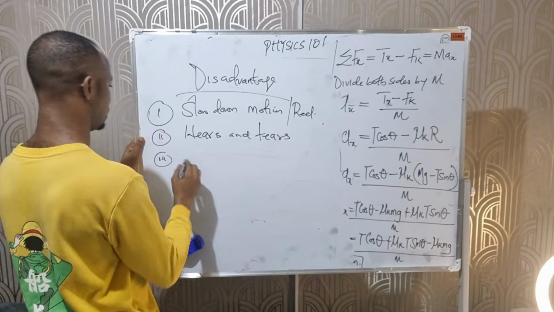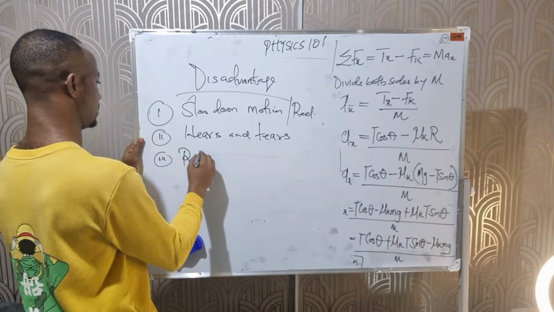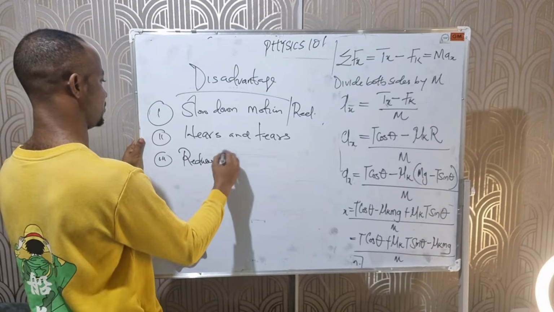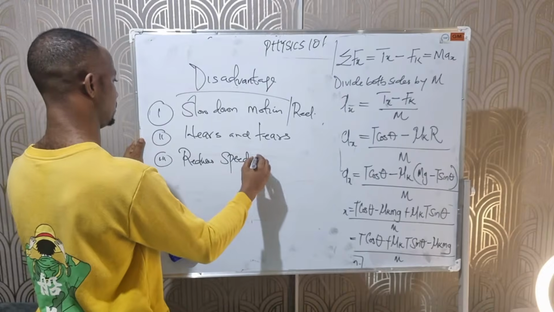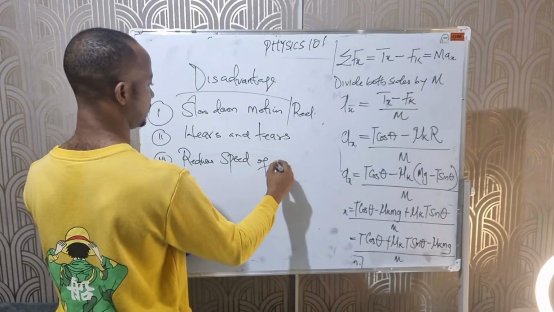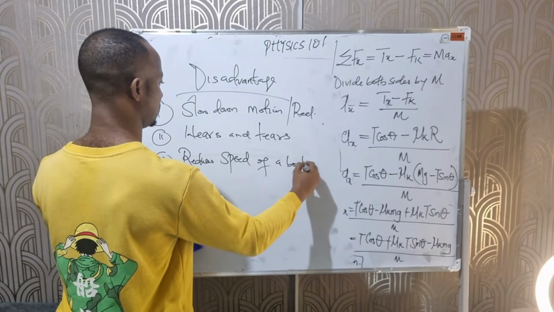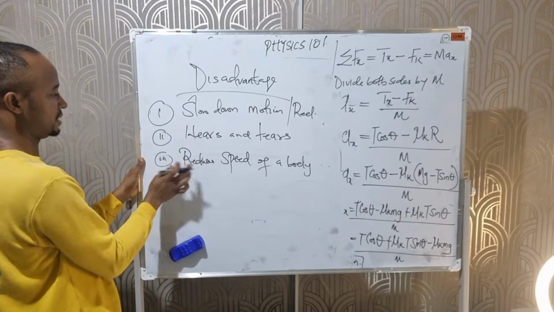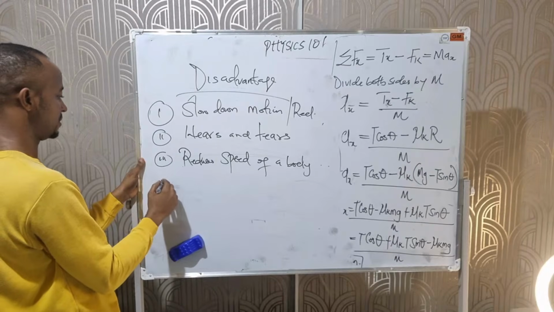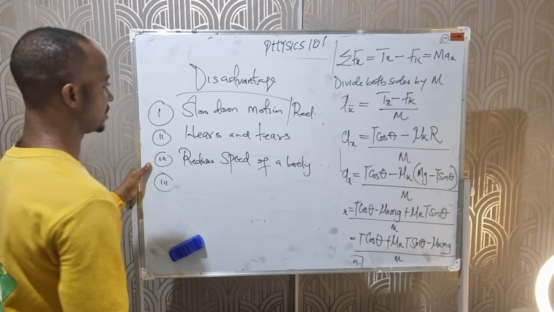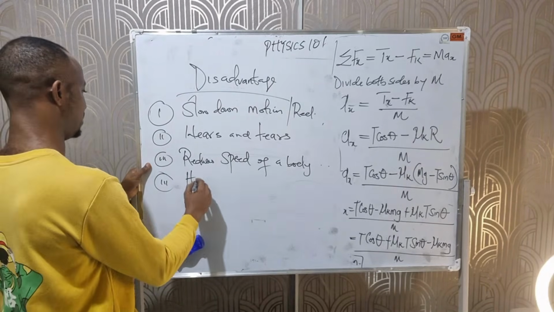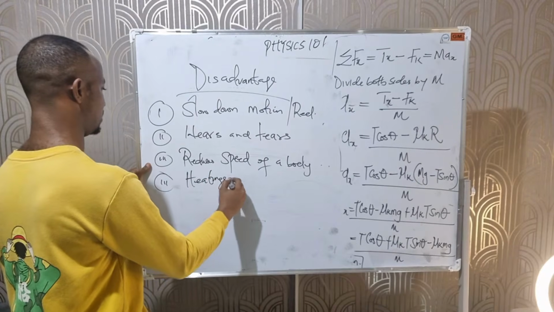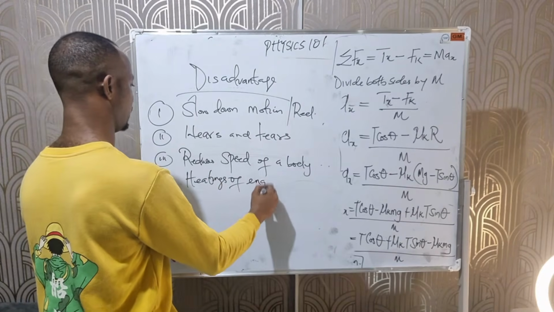Number three, friction reduces speed, right? The speed of a body in motion, which is almost the same as slowing down motion. Oh, the first and the third are the same. Number three is that friction causes heating of the engine, right? Heating of what? Of the engine.